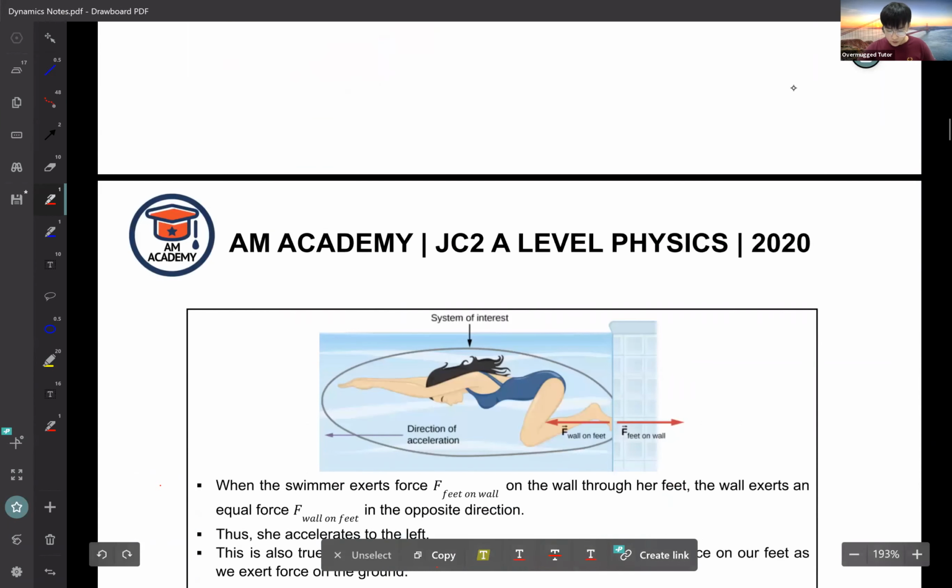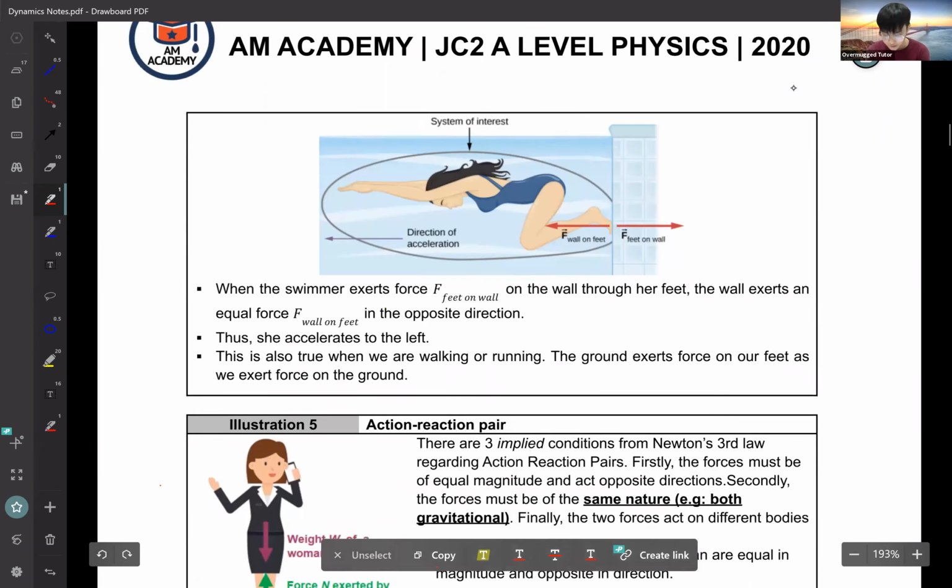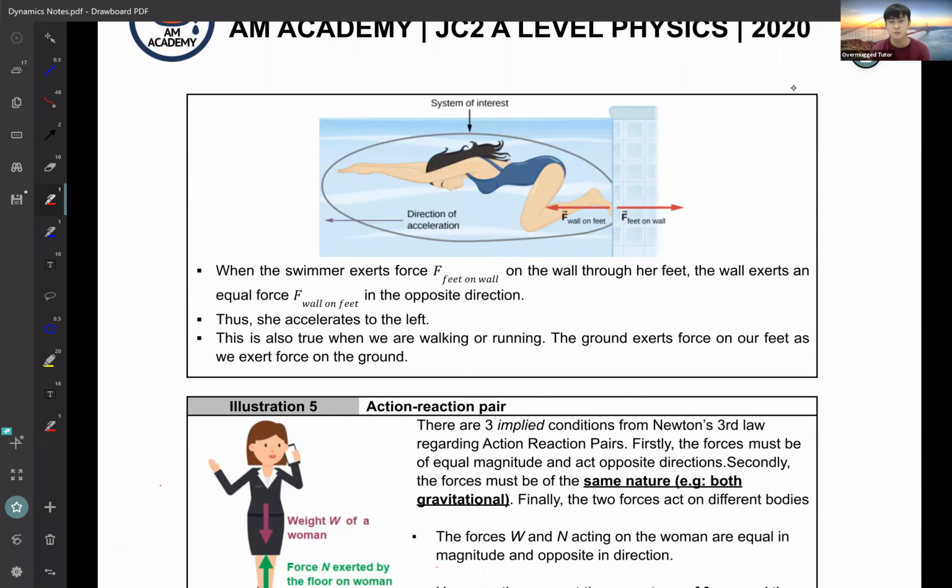Okay, moving over, same thing here. You have this lady who is pushing herself off the swimming pool. You can see that the idea here is, once again, these two forces are an action-reaction pair. They fulfill all three criteria, and thus it's clear they are an action-reaction pair.